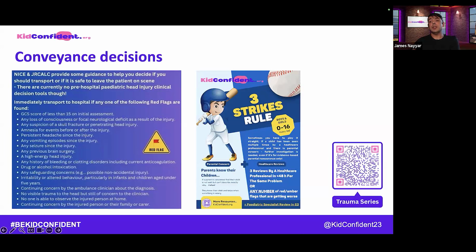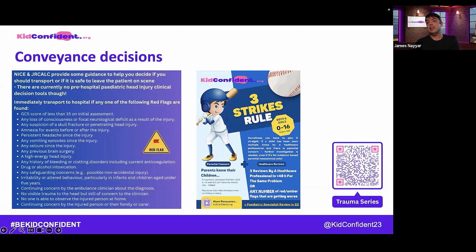The guidance from JRCALC specifically mentions non-accidental injury and clinician concern, and clinician concern is a really sensitive indicator. So if you are concerned, and even if you don't know why, just take the child to hospital, because you'll have something in your training and your clinical abilities that's telling you that something's not right, even if you can't put your finger on it. And I think that's really, really important.